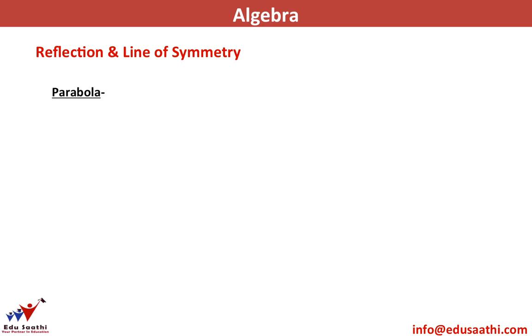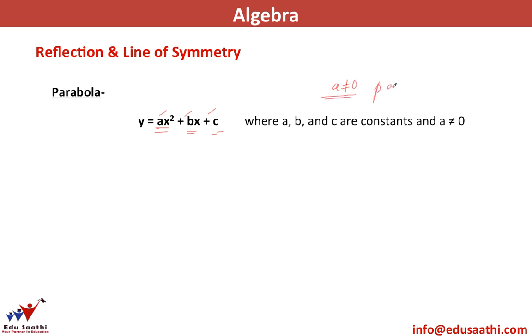Parabola. The graph of a quadratic equation. I hope you remember the quadratic equation. It was y is equal to ax squared plus bx plus c, where a, b and c are constants and a is not equal to 0, is a parabola. The x-intercepts of the parabola are the solutions of the equation. So if I put y is equal to 0, then the x-intercepts of the parabola become the solutions to this. They are also known as roots of this equation. I hope you remember this.